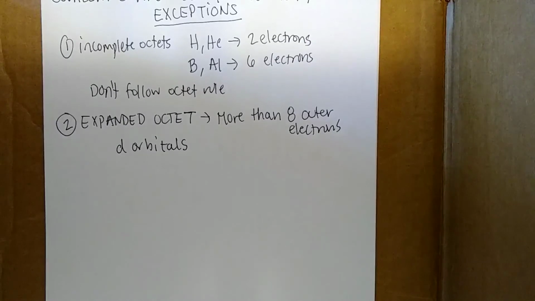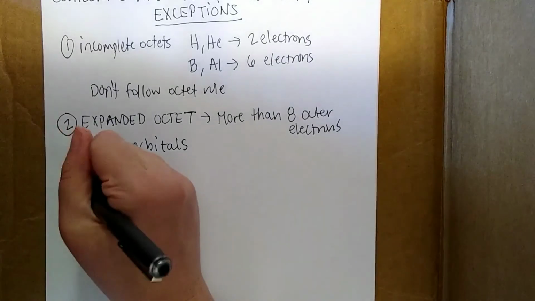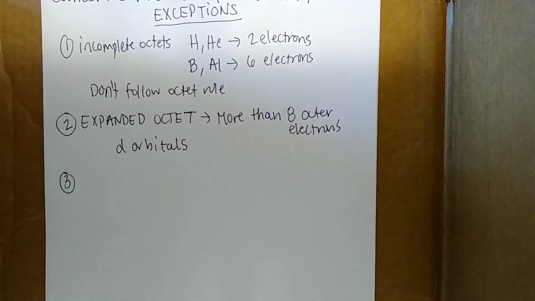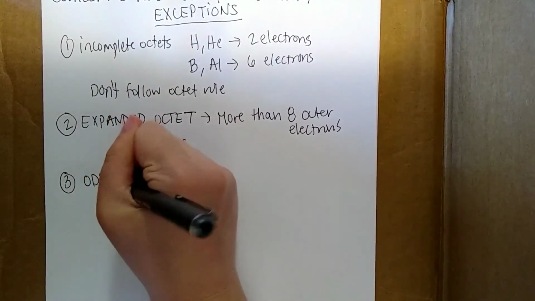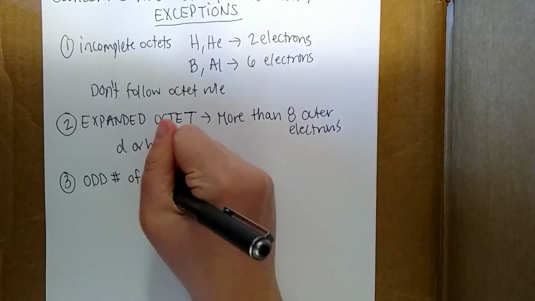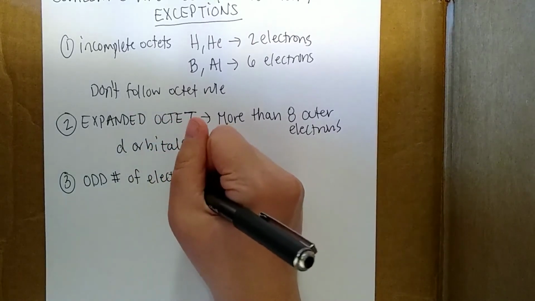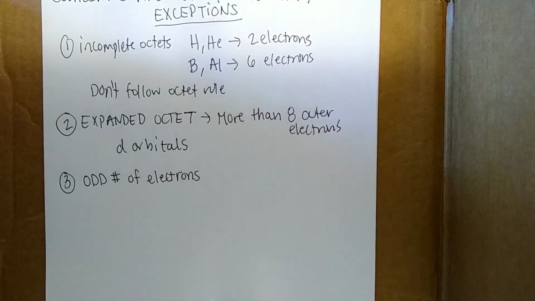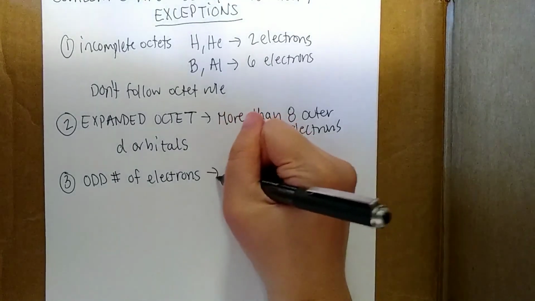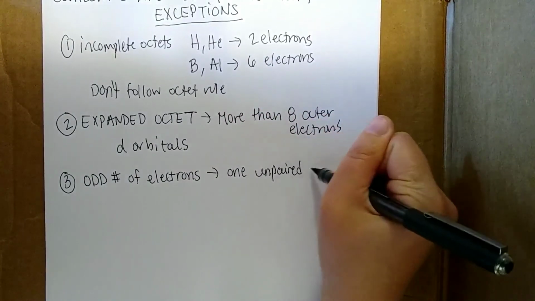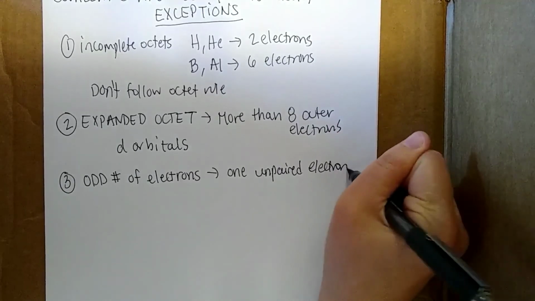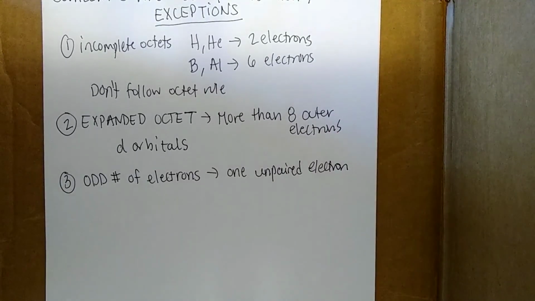And then finally, the next thing you have to worry about is compounds that have an odd number of electrons. Basically what happens is you have 1 unpaired electron. This isn't necessarily a stable compound, but it does happen. We'll talk a little bit more about that next time.